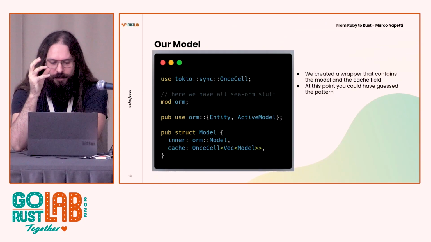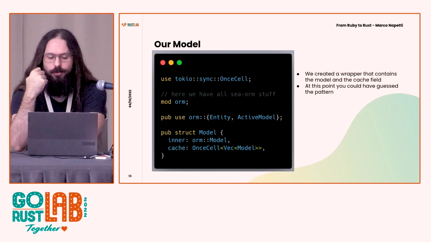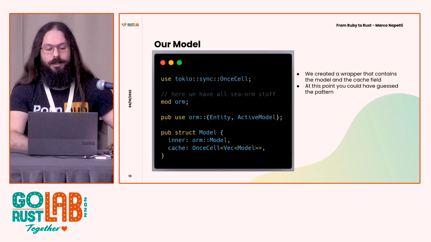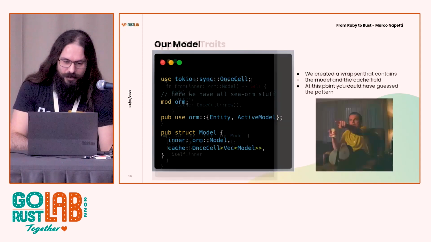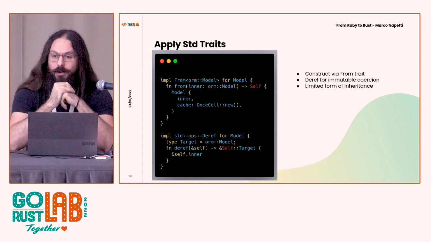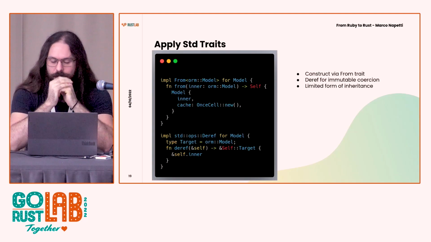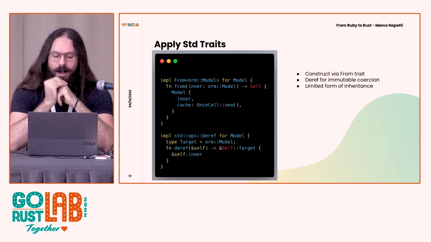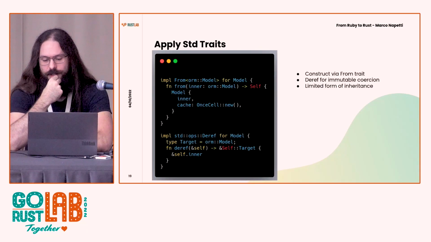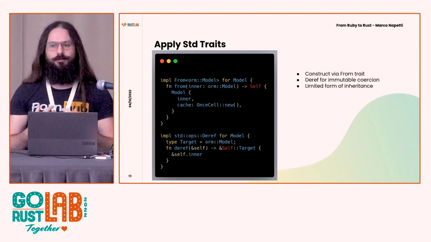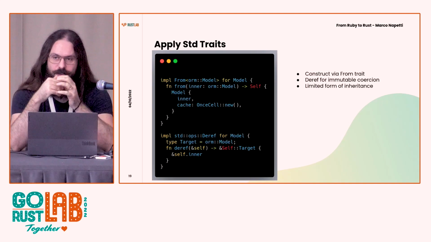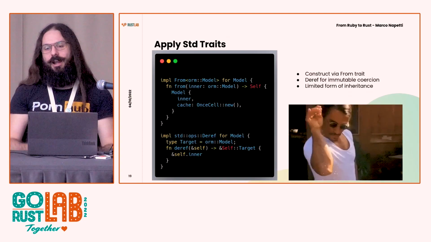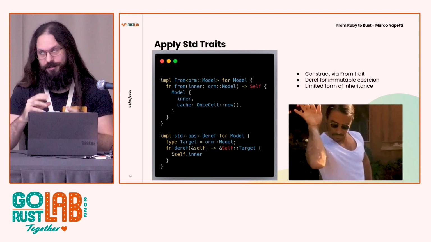We wrap every CRM model inside our struct and use a Tokio OnceCell to create a variable that can be initialized only once without need of internal mutability. At this point, maybe you guess the pattern. We use the From trait to create a constructor for our wrapper and the Deref trait to obtain a limited type of inheritance. It's not really inheritance, don't get fooled. Using this trait, the wrapper can behave like the inner field, gaining its methods, but only when there is no mutability involved. This is possible because the compiler automatically dereferences when needed. This is widely used in the standard library. For example, Vec derefs to slice, and String derefs to string slice, sorry.